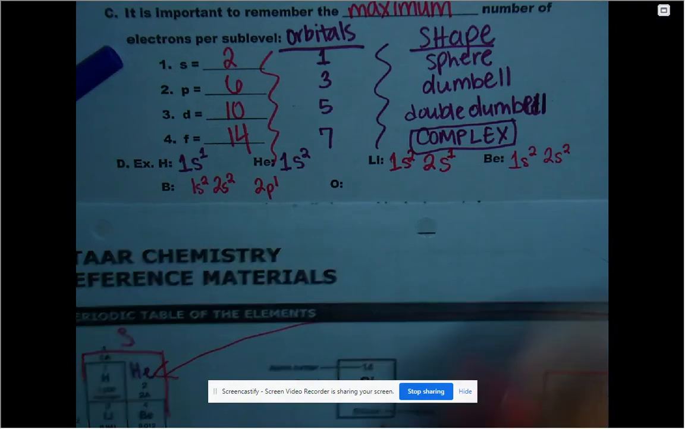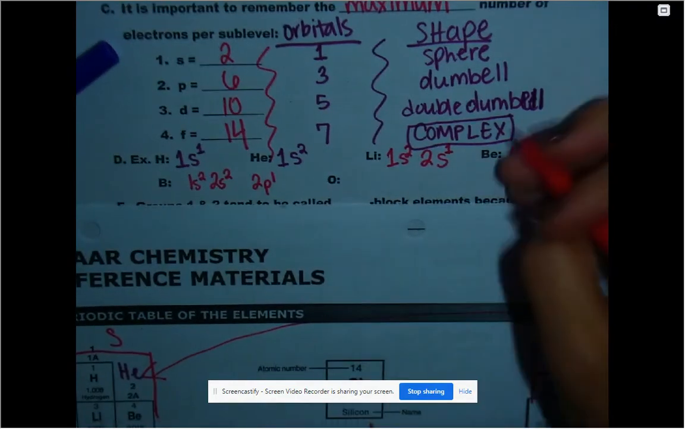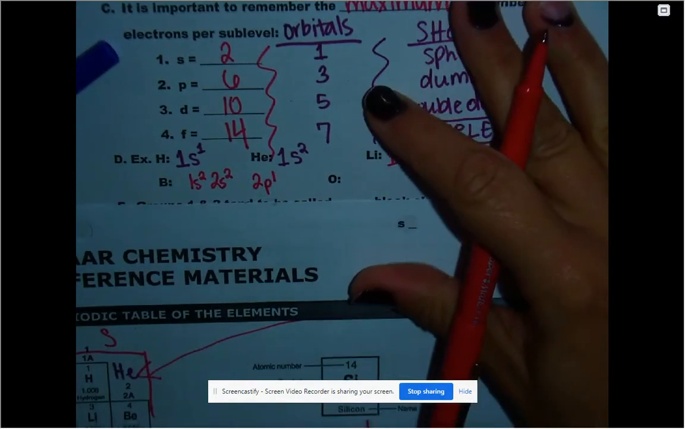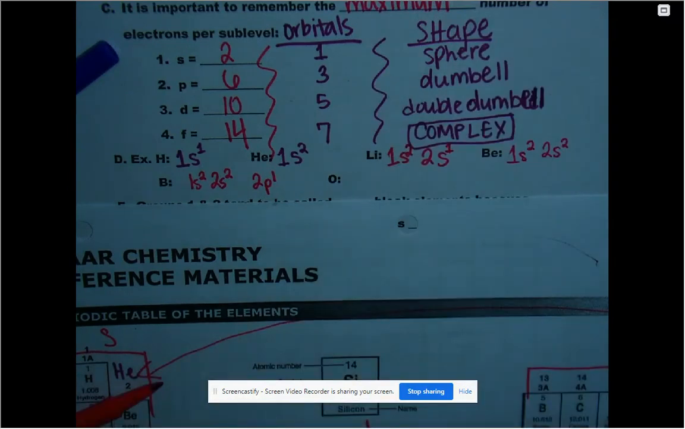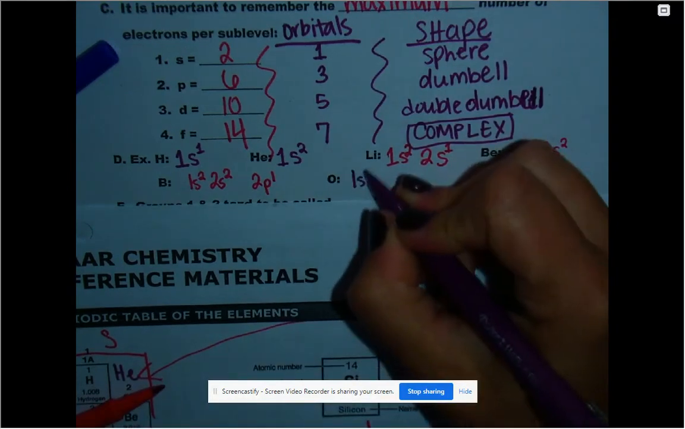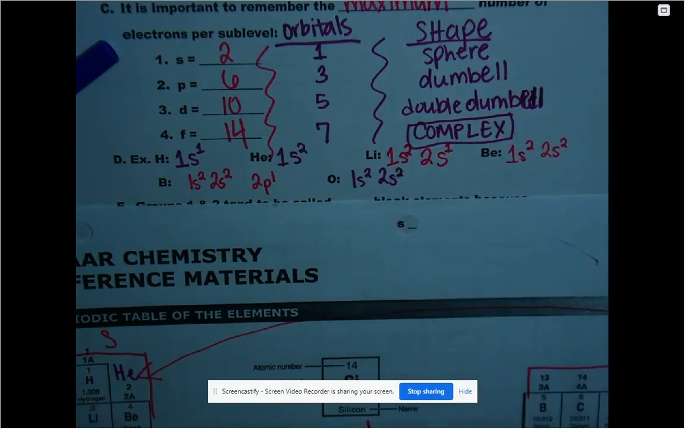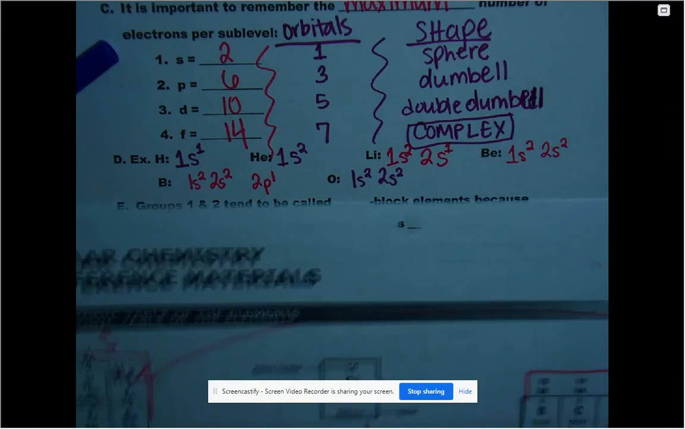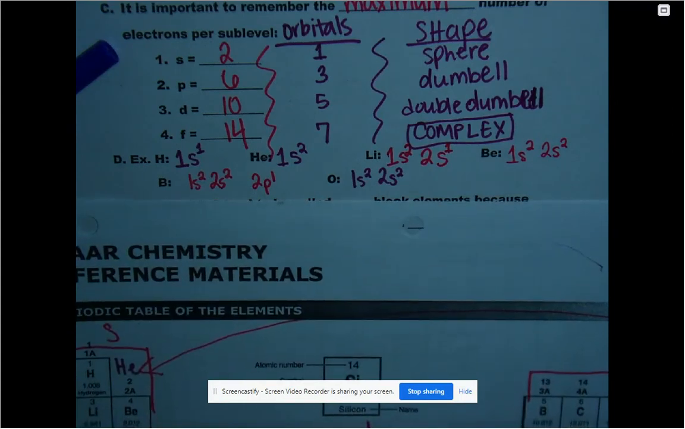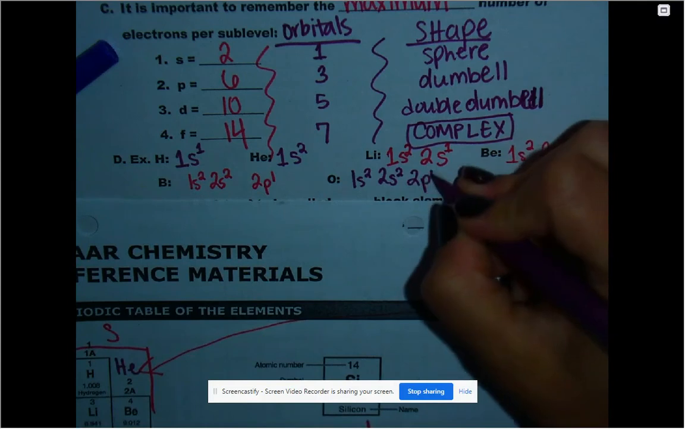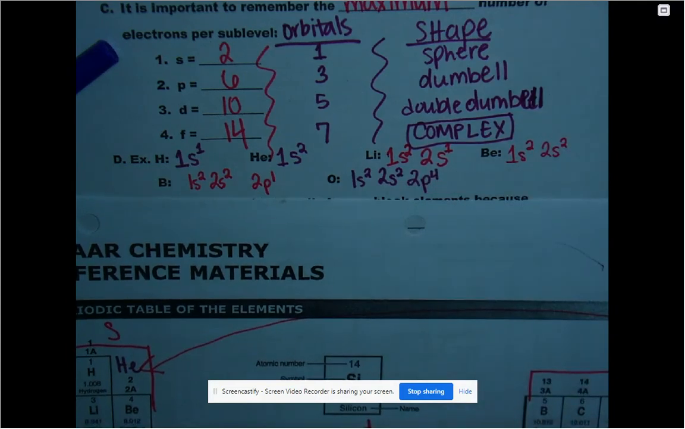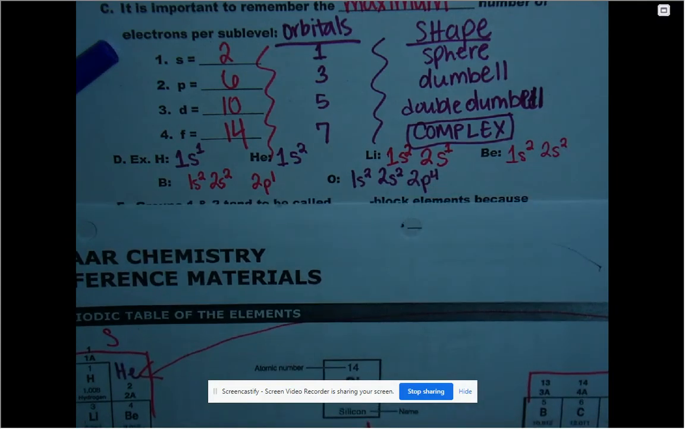So oxygen, you guys tell me that one. What's the first thing? 1s2, 2s2. So we're at beryllium right now. What's next? So 2p4. Good. Yep. So 1, 2, 3, 4. And that's how far you're telling them.